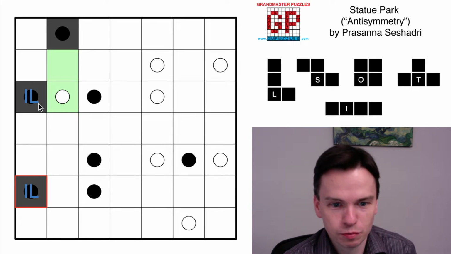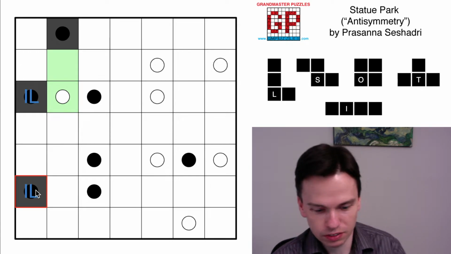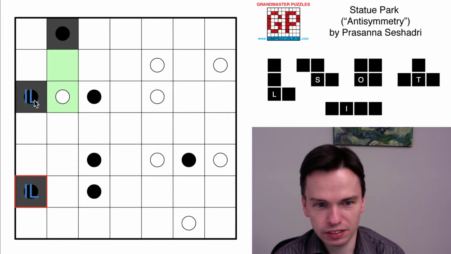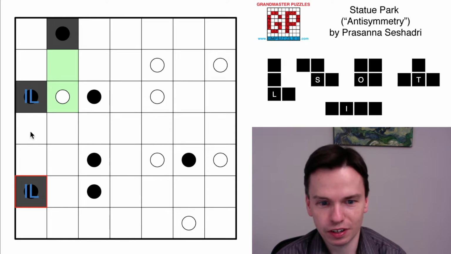And this may be enough for you to see that there's already a forced logical deduction from it. The reason to think that is if one of these is an L, it's not the same as the other L, and there would be two L's in the grid. So for sure, this one has to be an I, and when you put in that it's an I, they end up connecting and they're both I's.